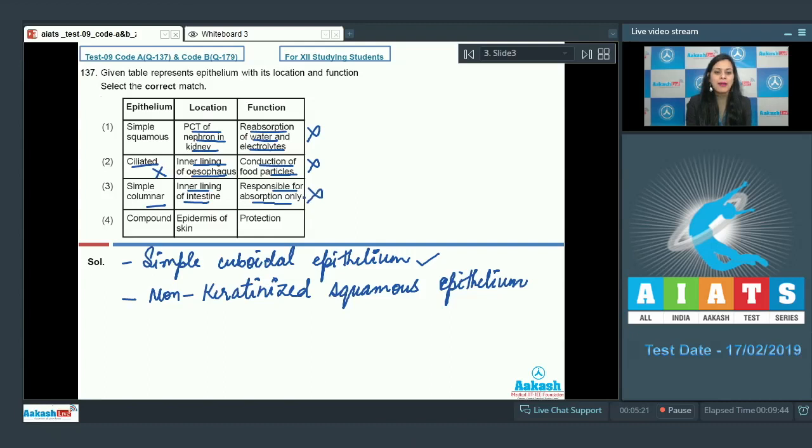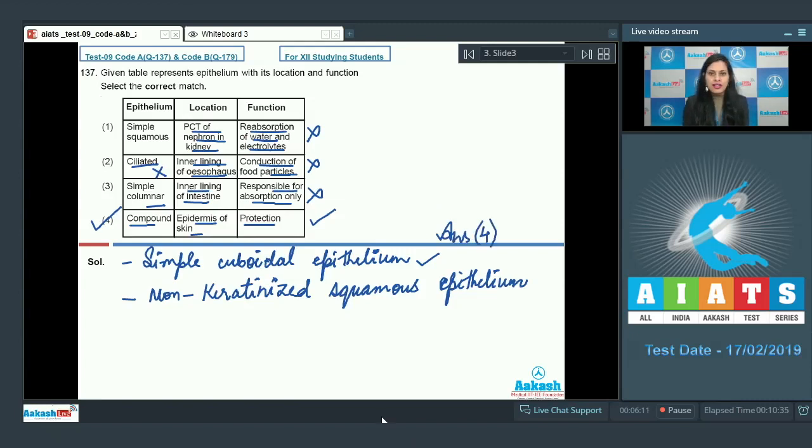The next match given is simple columnar, inner lining of intestine, responsible for absorption only. This is an incorrect match, because although the inner lining of the intestine is lined by simple columnar epithelium, it performs the function of both absorption as well as secretion. The last match given is compound epithelium, epidermis of skin and protection. This is a correct match, because compound epithelium is a multi-layered waterproof epithelium which performs the function of protection and is present in the epidermis of skin. So the correct answer is option number 4.